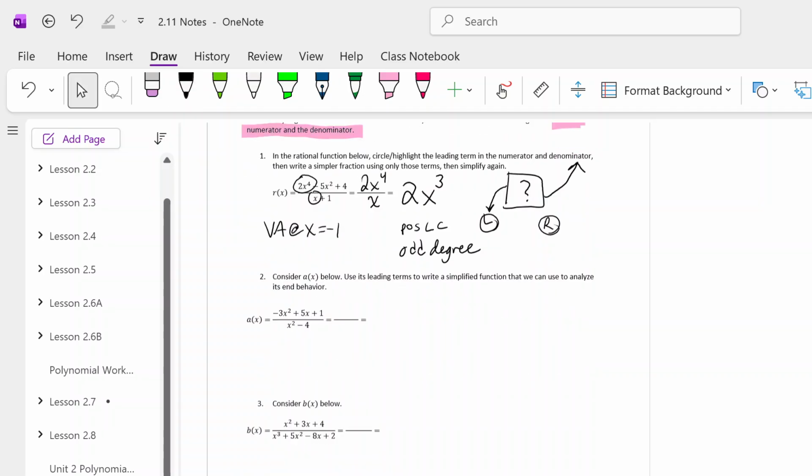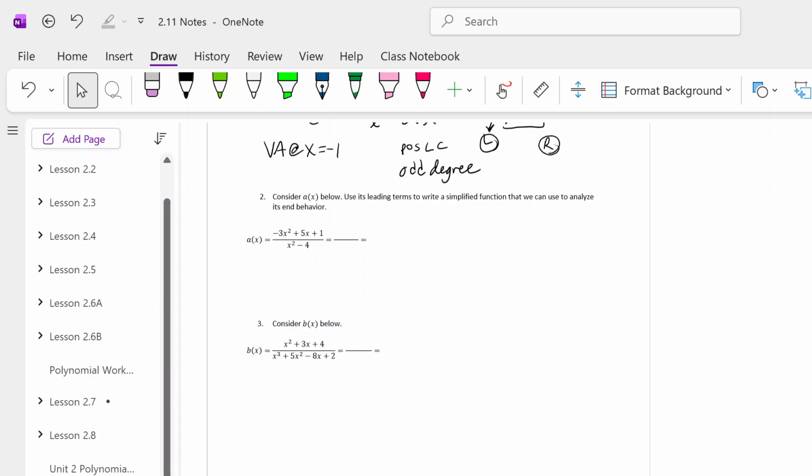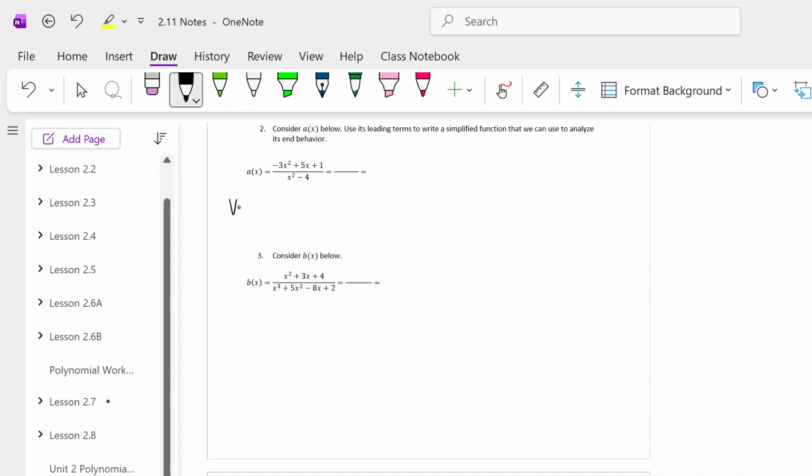Okay, so let's look at a of x here. Same thing, we just want to keep our skills up. We could factor the denominator to be x plus 2, x minus 2. That means we're going to have vertical asymptotes at positive 2 and at negative 2, because 2 squared is 4, 4 minus 4 makes 0, and negative 2 squared is 4, 4 minus 4 also makes 0. But when it comes to end behavior, we focus on the leading term here, negative 3x squared, and the leading term in the denominator, which is x squared. So the x squareds cancel, and all we're left with is a negative 3.